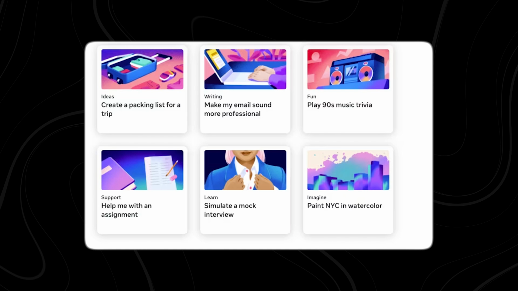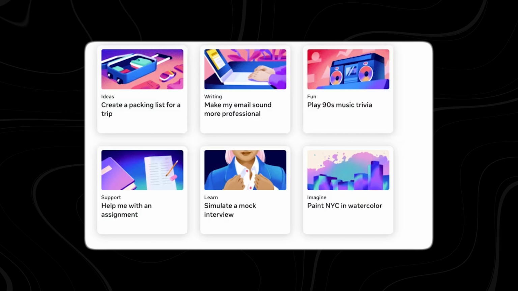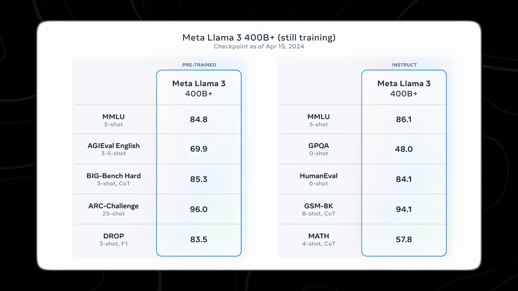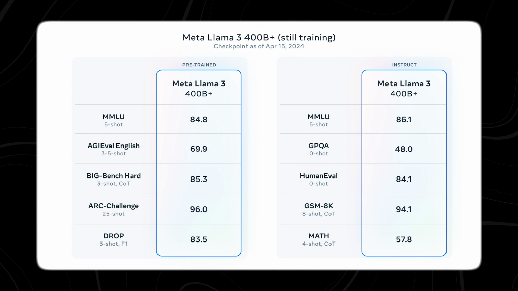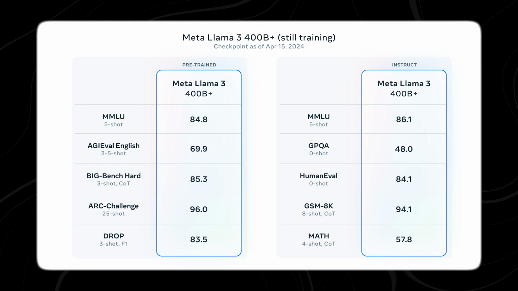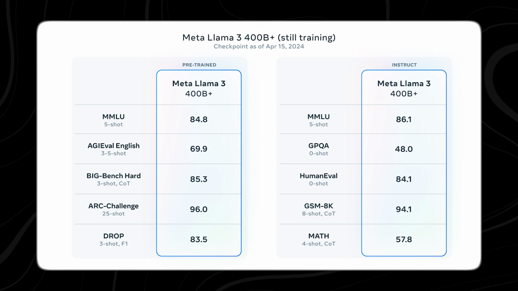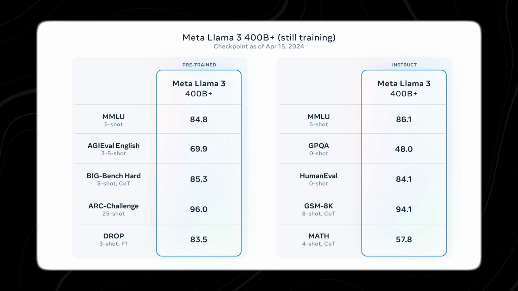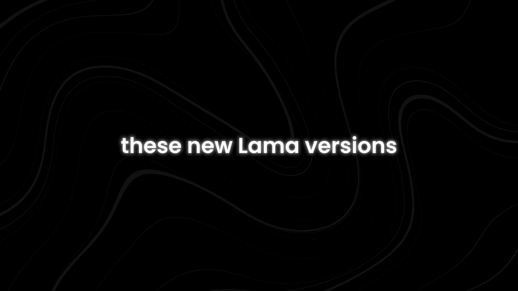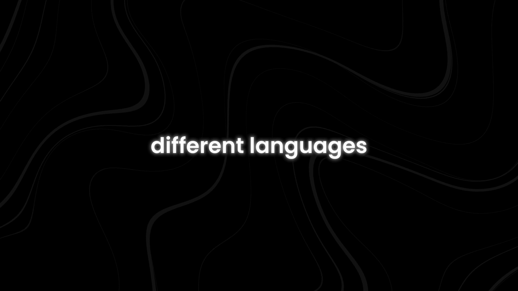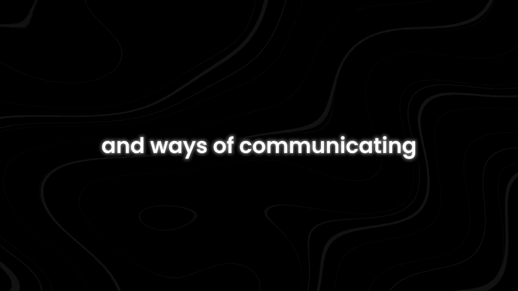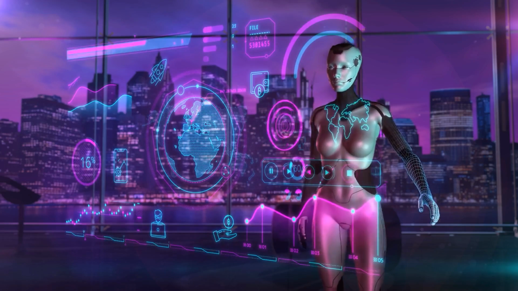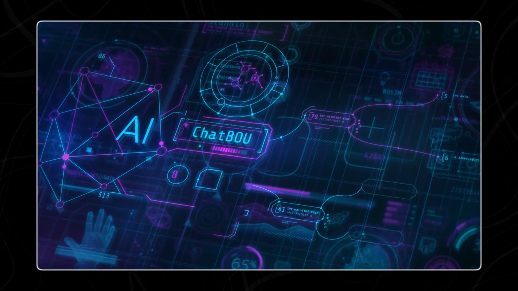Meta says it's making new and better versions of Llama 3. These new versions will have over 400 billion parameters. Parameters are like the building blocks that help Llama understand things. So more parameters mean Llama can understand more things. These new Llama versions will be able to understand different languages and ways of communicating. That's important because people all over the world use different languages and ways of talking. So Llama needs to be able to understand all of that to help users better.